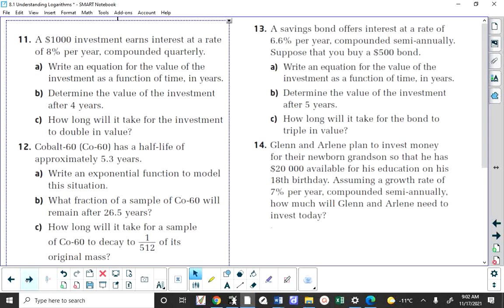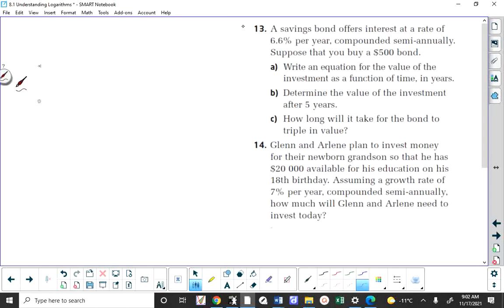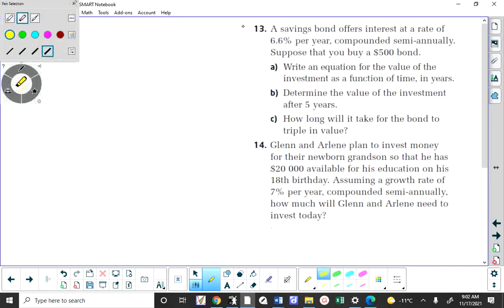Okay. So what we're dealing with here is compound interest. It's compound interest because it's an investment, and then it says you get a certain amount of interest in a percent per year, but it's compounded, and it's compounded semi-annually. What semi-annually means? Okay, I'm just going to go a little bit further though. Semi-annually means twice a year.